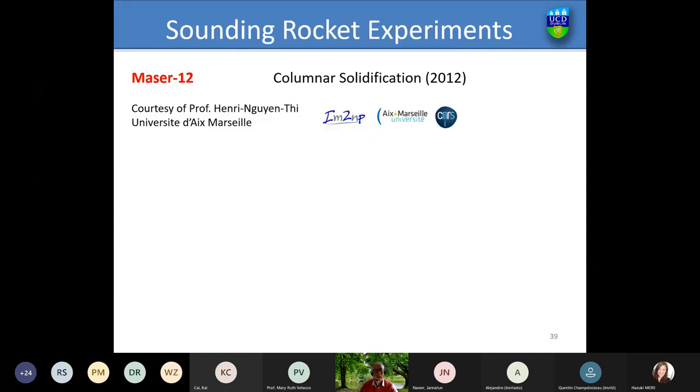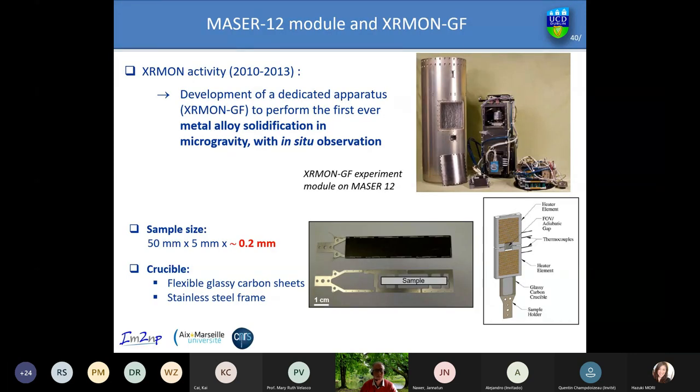Then Maser 12 was run by Professor Henri Noyenty from University of Marseille in France on columnar solidification using the Extramont GF furnace. It was the first ever metal alloy solidification in microgravity with in situ observation. So again, this is a sample shown inside the container, the holder, which is slid into the two-part furnace with a window for the field of view where the X-rays go through. And all of this is encapsulated into the rocket, the relevant section of the rocket.